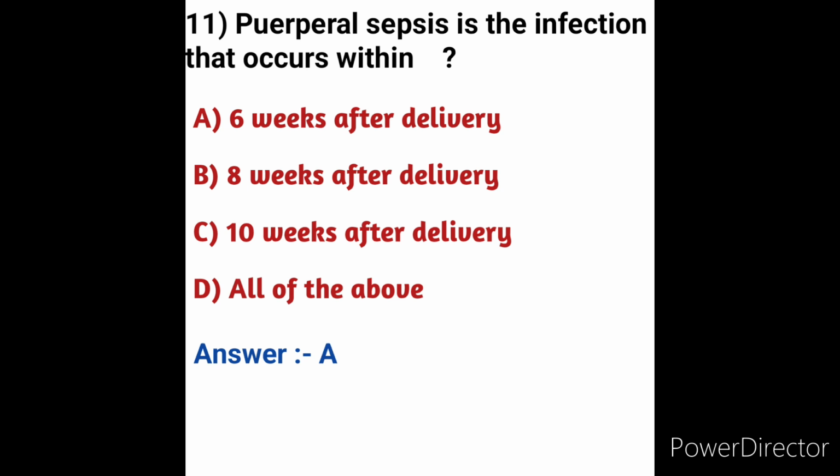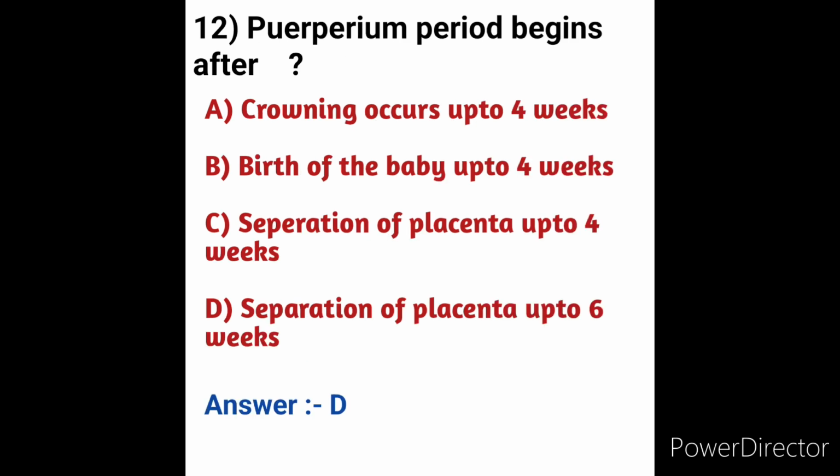Next, move on to question number 12. The puerperium period begins after the following. We will see the options here. Option A, crowning, up to 4 weeks. Option B, birth of the baby, up to 4 weeks. Option C, separation of placenta, up to 4 weeks. And option D, separation of the placenta, up to 6 weeks.